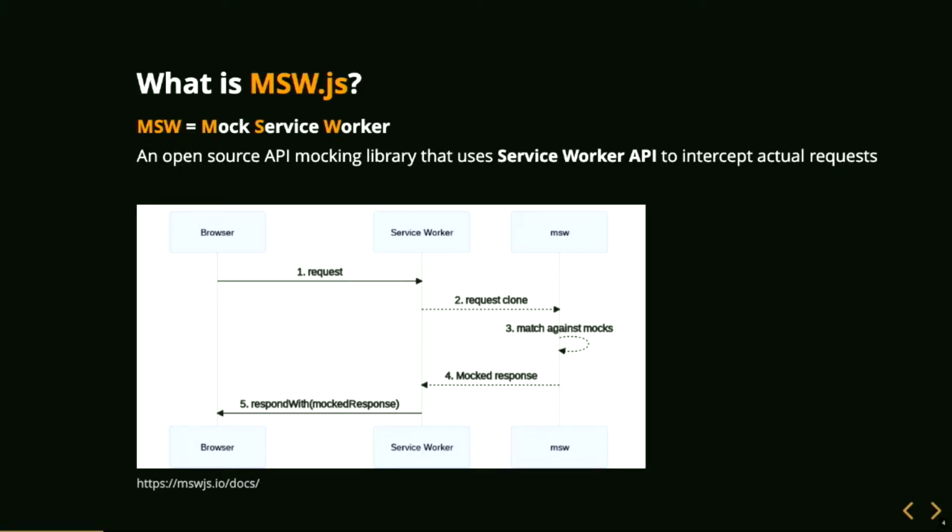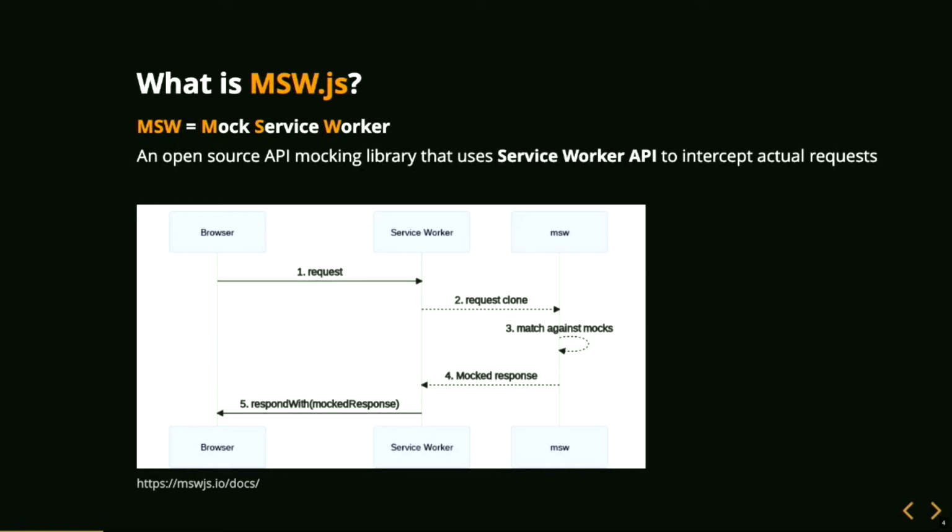Sounds quite useful to have a mock server. Then what should we do to enjoy all the benefits? Let me introduce you to a library called MSW.js. MSW stands for Mock Service Worker, which is an open source API mocking library that uses the Service Worker API to intercept network requests. I'm not going to dig deeper into the concept or details of Service Worker. We could just recognize it as a script that runs in the browser, separated from the main application. The image on the screen briefly explains how MSW works.